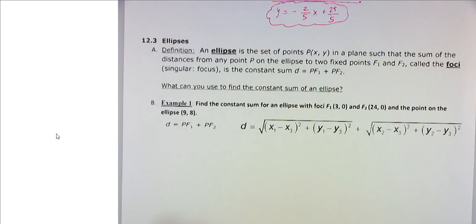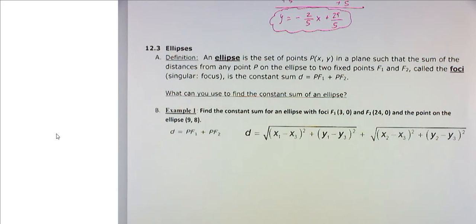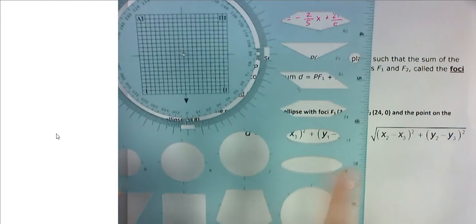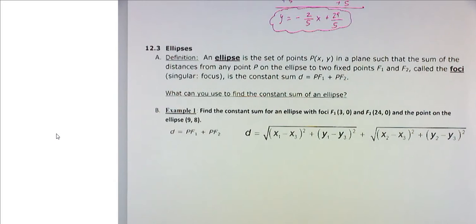All right, now we're going to start 12.3, which is about ellipses. So ellipses are what we generally think of as oval shaped. They can be this direction or this direction. The first thing we're going to learn about is how to find the constant sum of an ellipse.